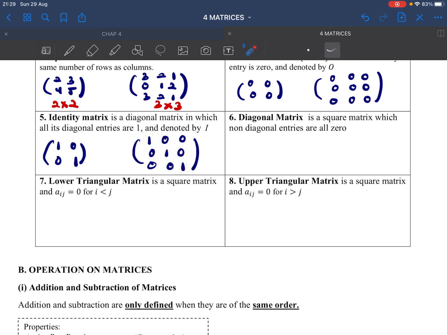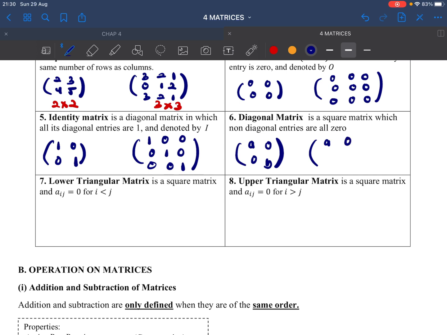Okay, so apa pula diagonal matrix? Apa beza dia dengan identity matrix? Sama je, bezanya yang satu ni can be any number. Okay, let's say if we have A, B, 0, 0. So, sama diagonal kita ni macam ni. Tapi instead of 1, 1, kalau 1, 1 the identity. But it can be any number. So, kalau any numbers, dia ialah diagonal matrix. We call it as diagonal matrix.